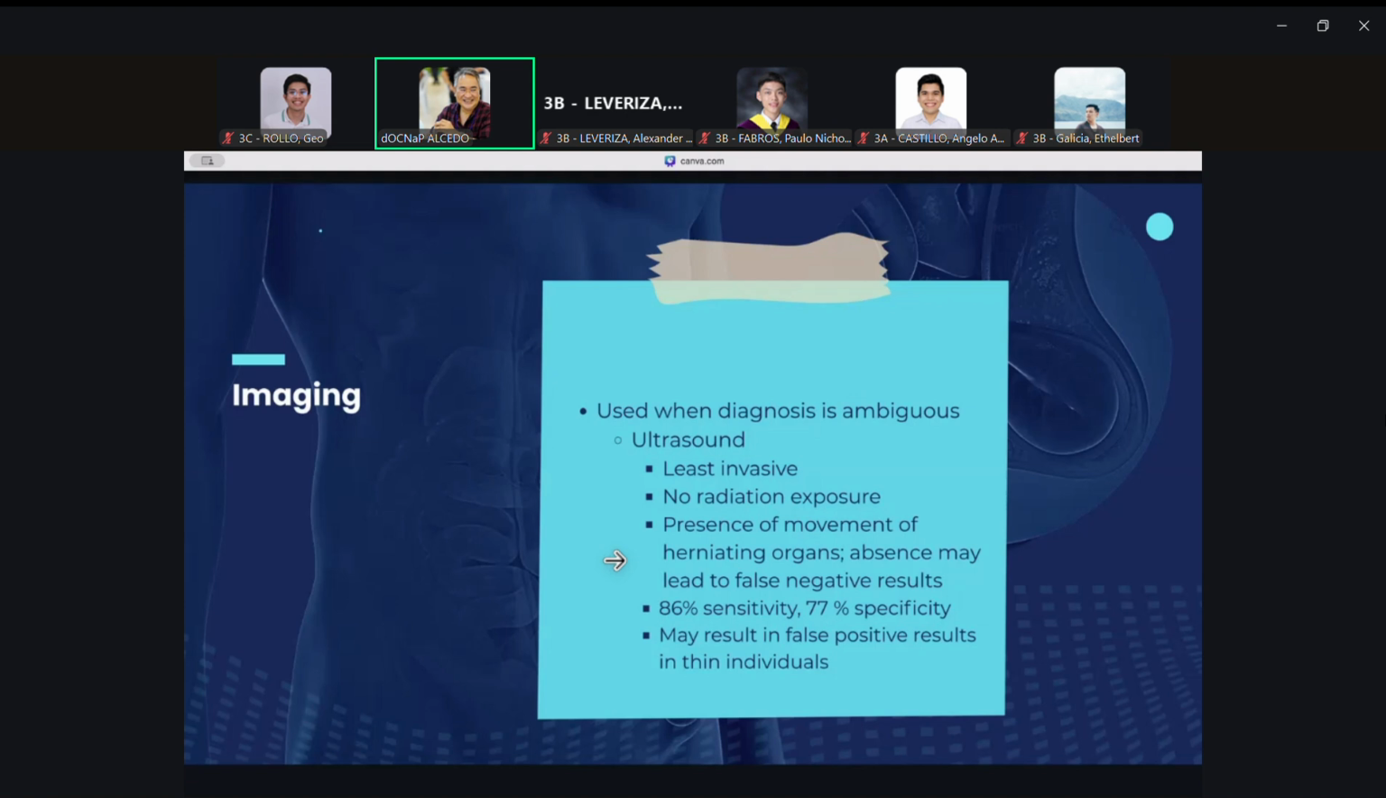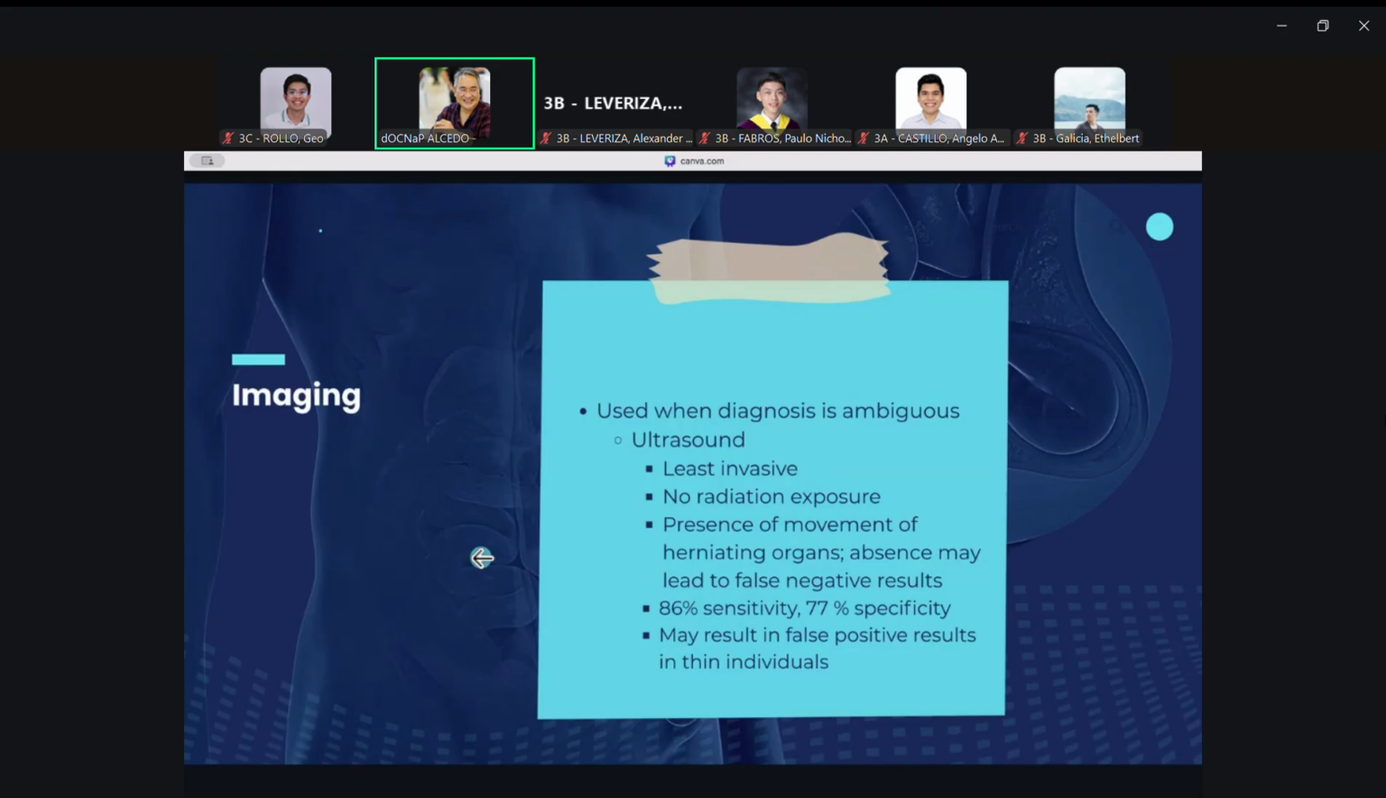So again, as I said earlier, if the diagnosis is ambiguous and you need some additional studies, then imaging studies become part of the equation. The least invasive, of course, is the ultrasound because there's no radiation exposure, and unless the herniating organ is already ischemic and gangrenous, you will see movement of the herniating organs, no? So intestines moving within the bulge on ultrasound, okay?